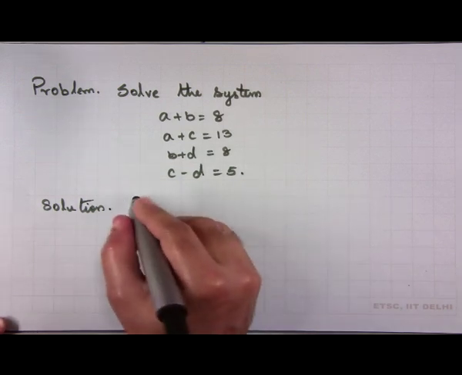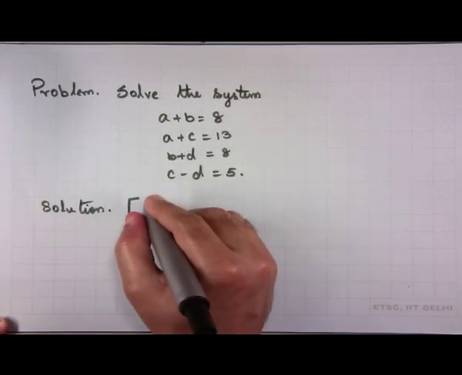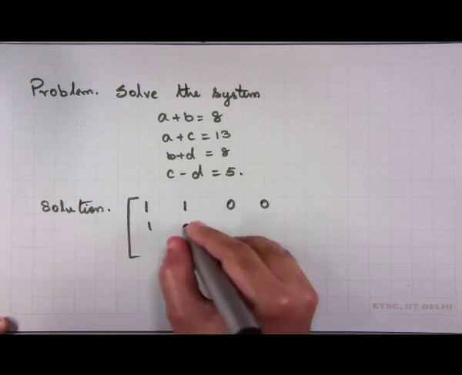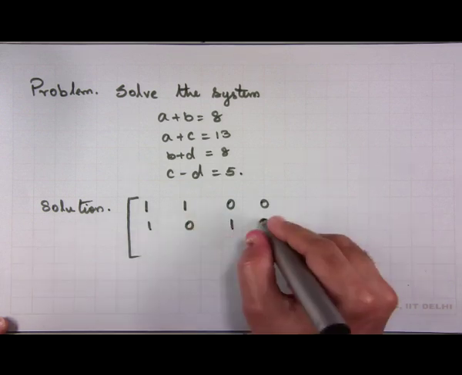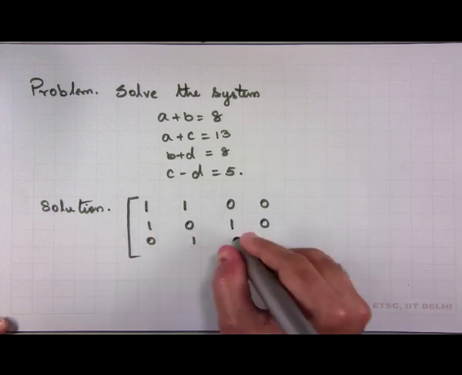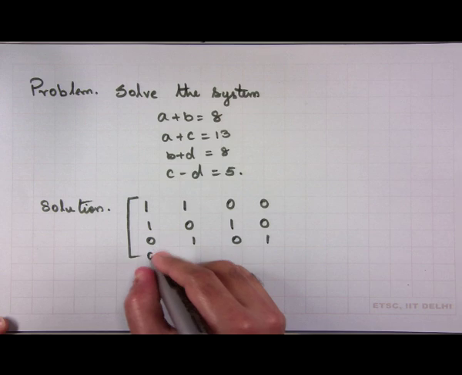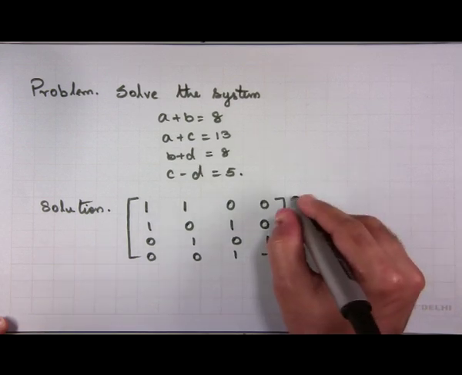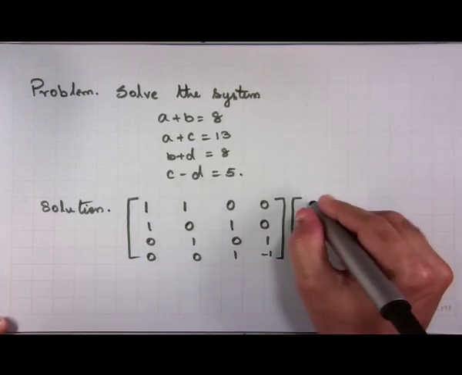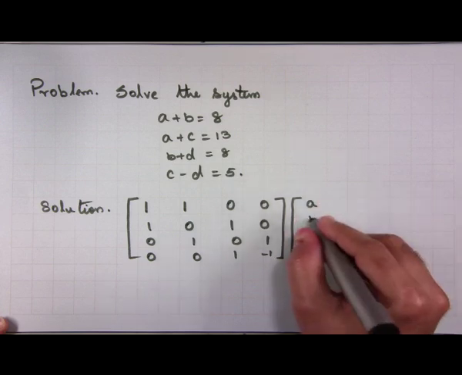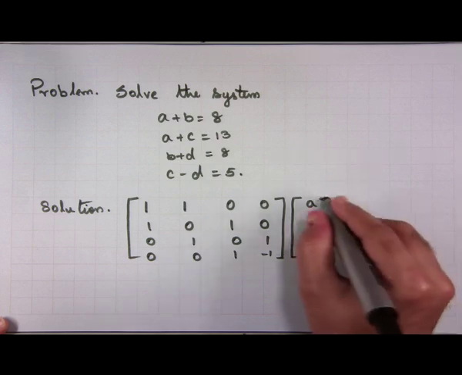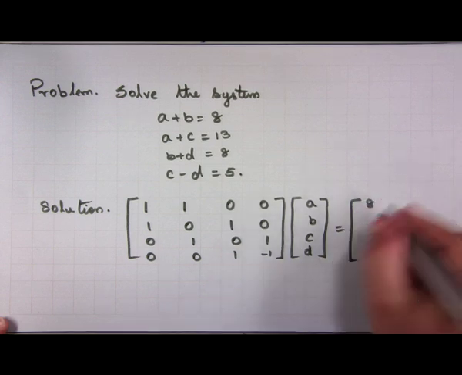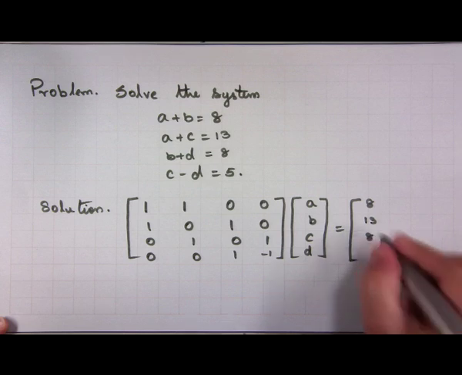As usual, let us first write down the matrix form: 1 1 0 0, 1 0 1 0, 0 1 0 1, 0 0 1 minus 1, and this acts on the unknown vector, the unknowns a b c d. We will get the constant term matrix which is 8 13 8 and 5.